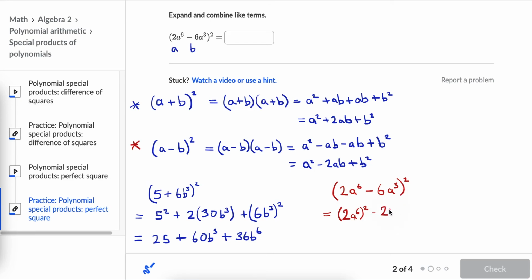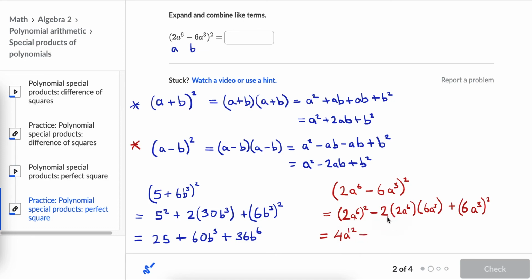and we might want to break this out first. So we've got 2a to the sixth power times 6a to the third power. Let's not actually multiply it out just yet. Just making sure you've got your minus in here. And then plus our 6a to the third power, all squared. Okay, let's simplify all of this. We've got 2a to the sixth power squared. So 2 times 2 is 4. a to the sixth squared is a to the 12th, since 6 times 2 is 12.